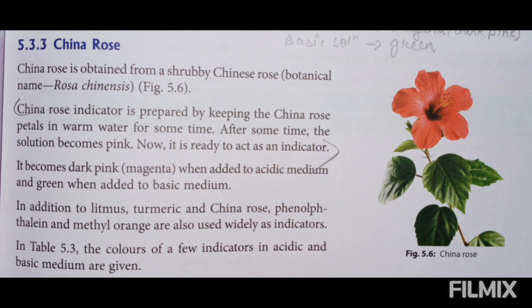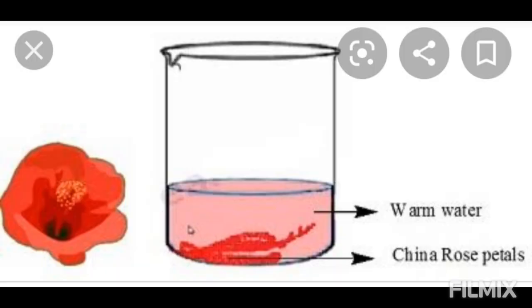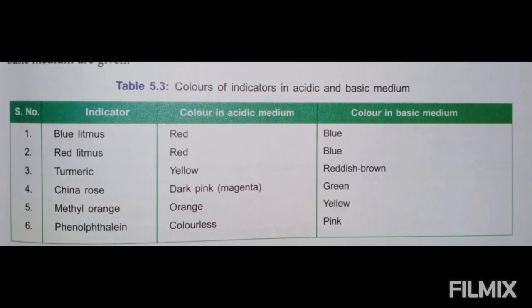Now two artificial indicators are phenolphthalein and methyl orange. In methyl orange, the color in the acidic medium of the solution becomes orange and in basic medium it becomes yellow. Means अगर कोई acid ऐड करेंगे तो methyl orange में color उसका orange ही रहेगा, while in a basic medium its color will change to yellow.